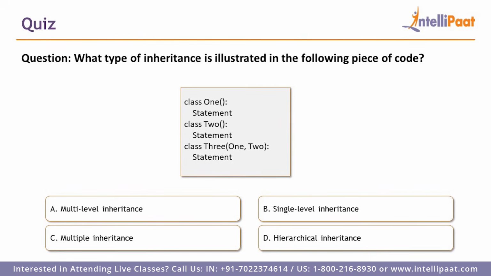So guys, here is a question for you. What type of inheritance is illustrated in the following piece of code? Options are: option A, multi-level inheritance; option B, single level inheritance; option C, multiple inheritance; option D, hierarchical inheritance.